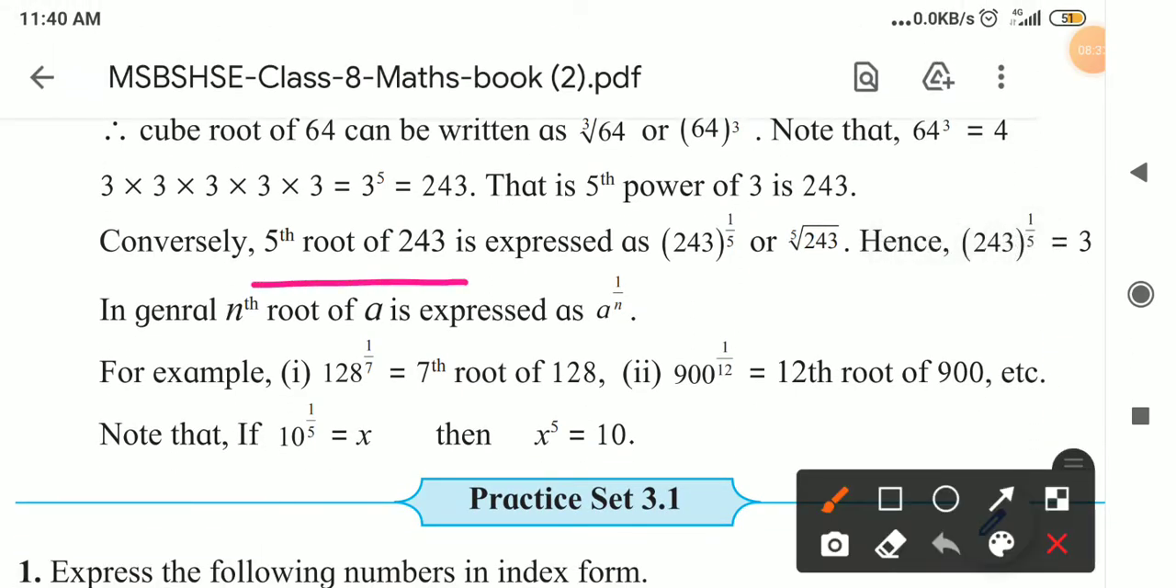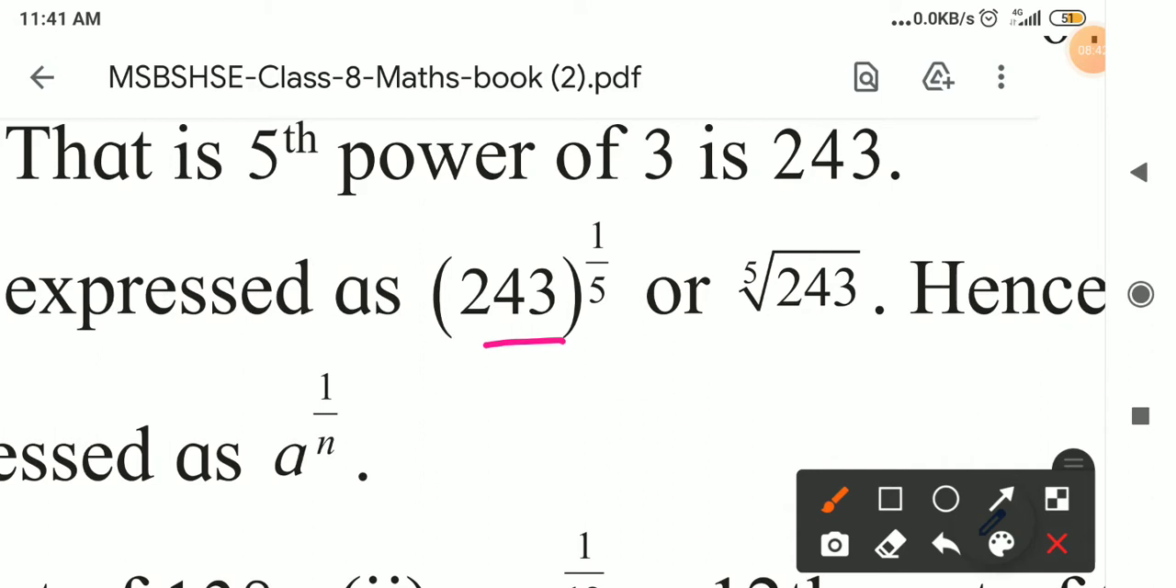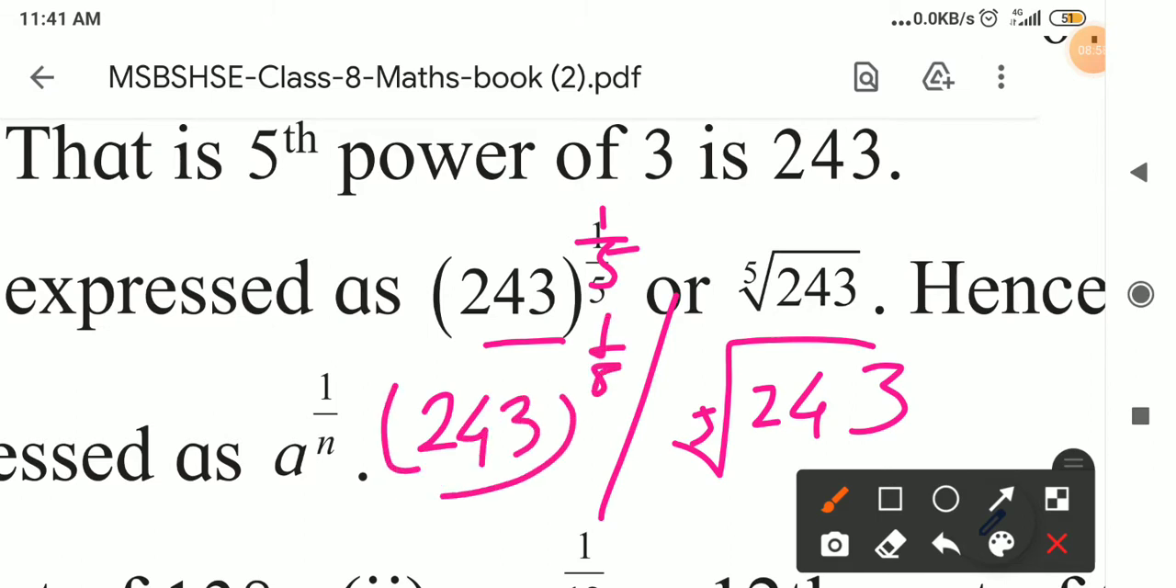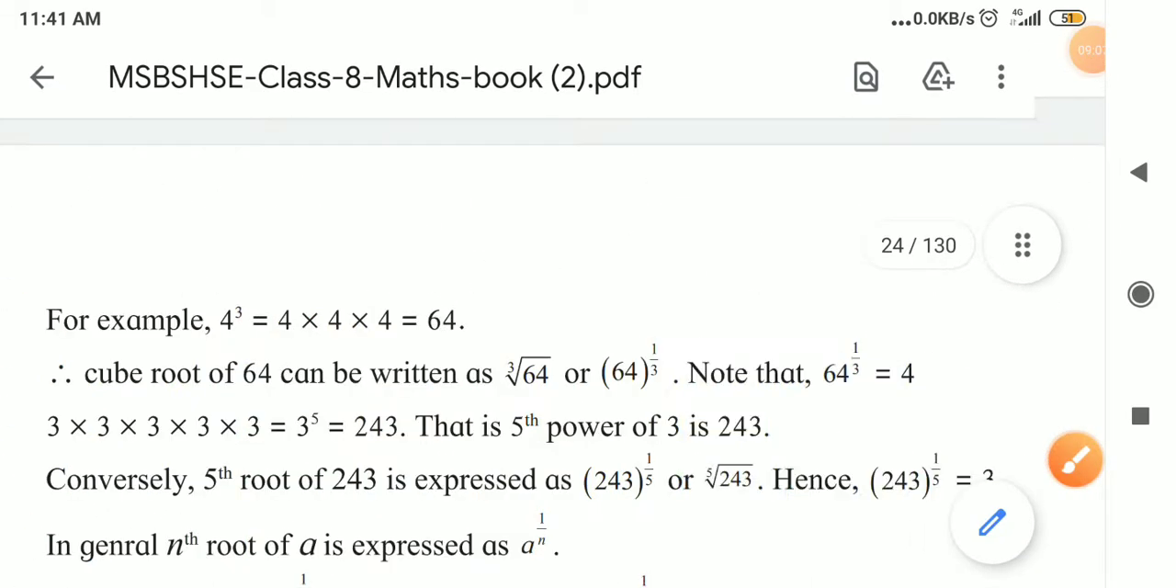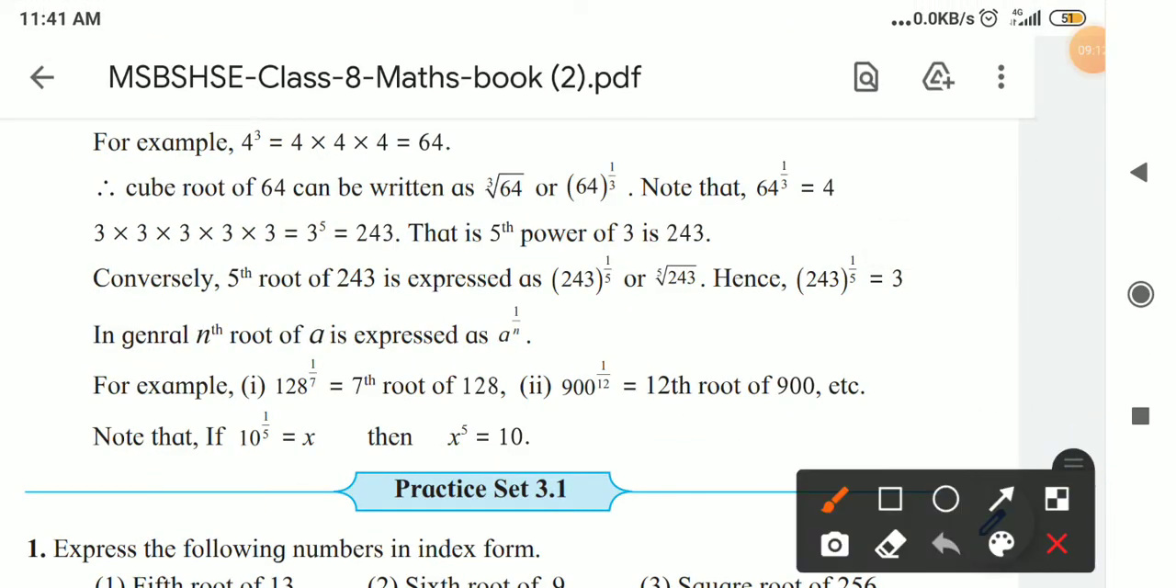Fifth root of 243. How to express this fifth root? Just write down this 243, and for the fifth root, you have to give 1 upon 5 as a power. 243's power 1 upon 5 means the fifth root of 243. Hence it is equal to, so my answer is 3, you know that. Okay, means 243's fifth root is 3.